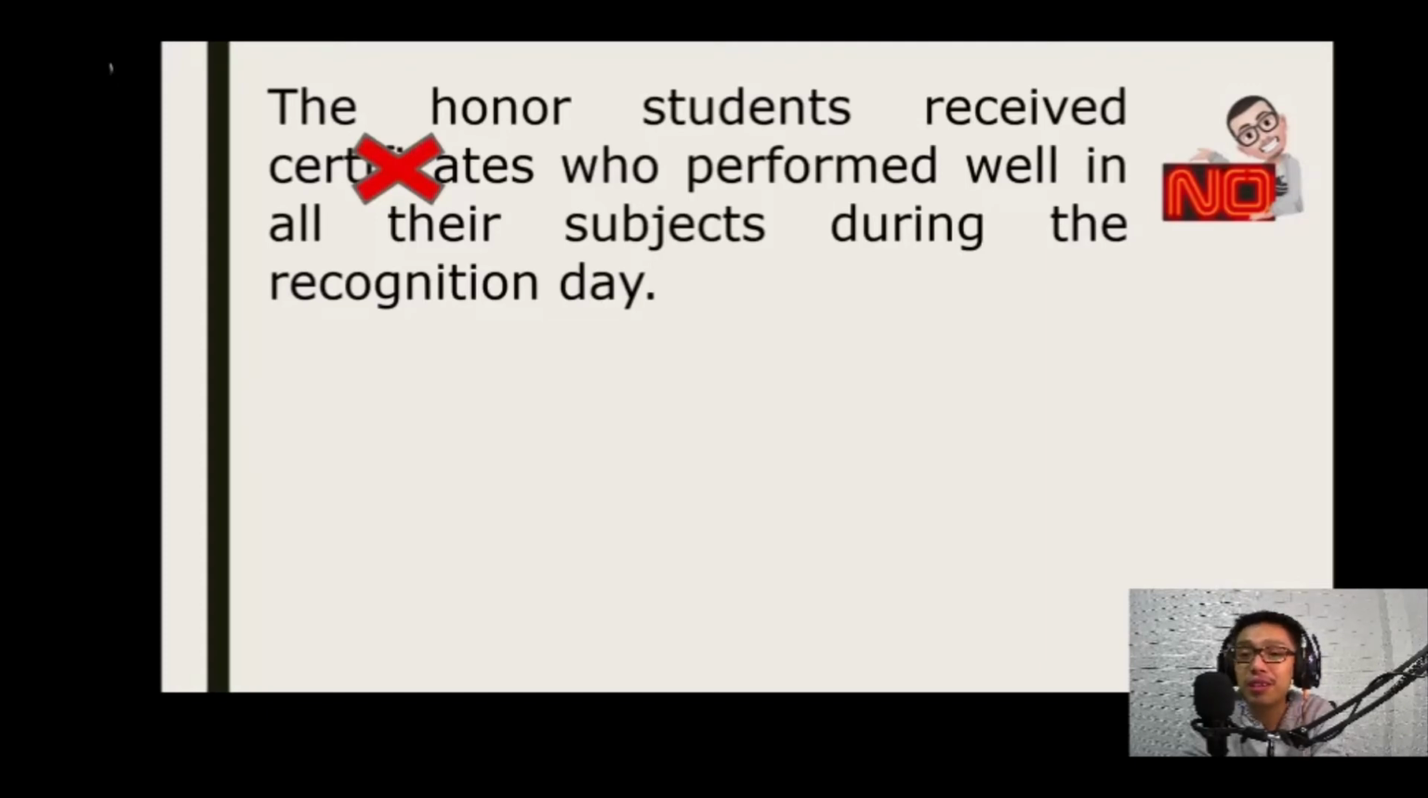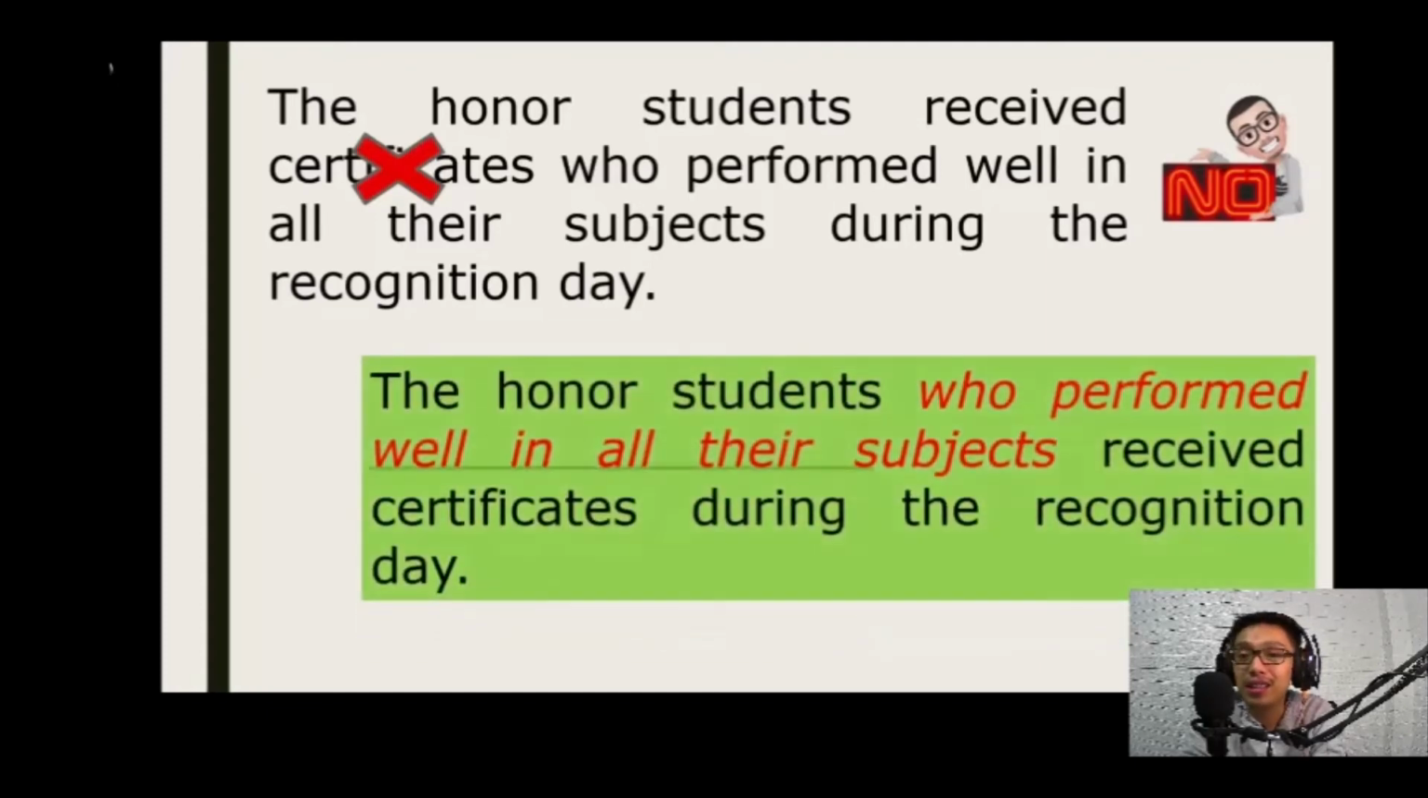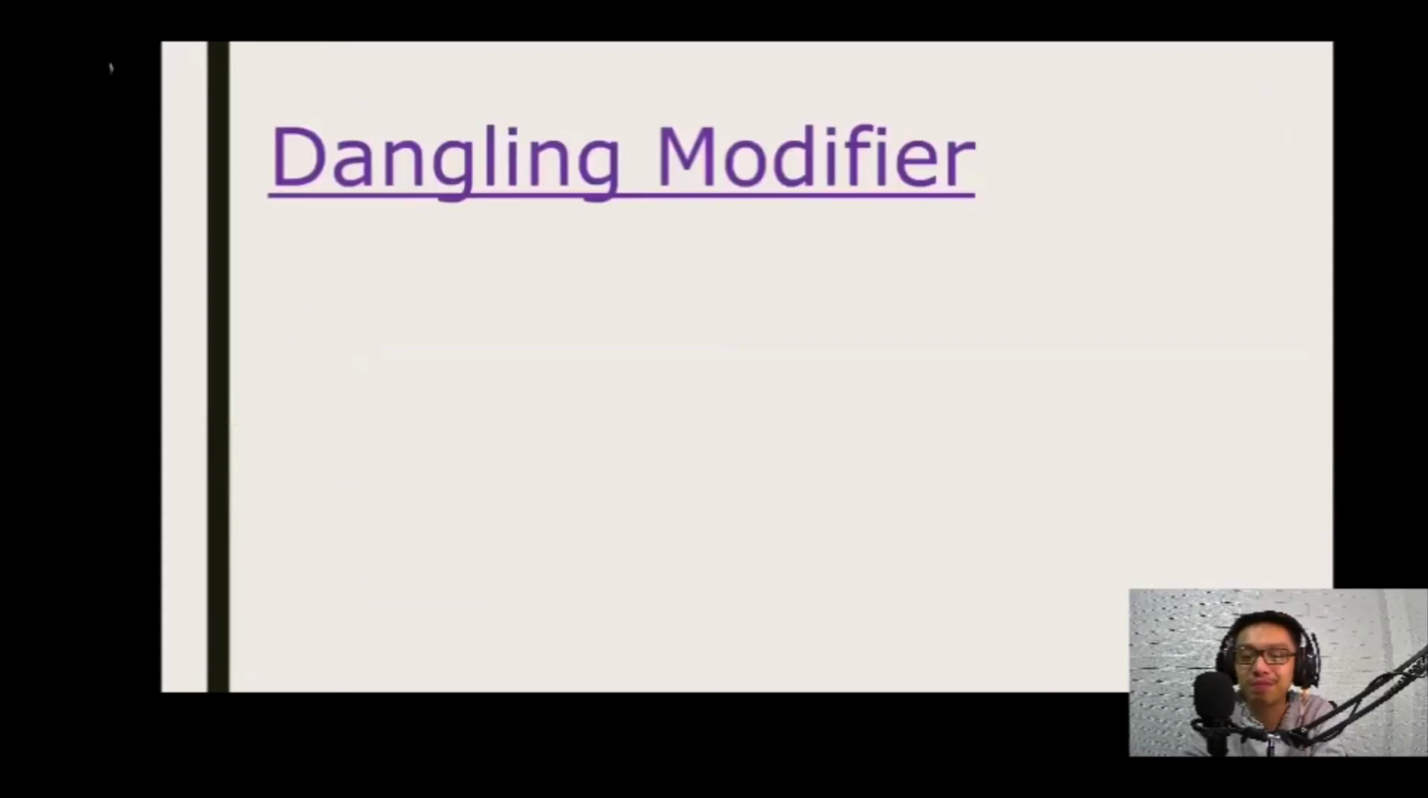So how are we going to correct the sentence? You write it this way. The honors students who performed well in all their subjects received certificates during the recognition day. In that way, the modifier who performed well in all their subjects is now close to the word that it modifies, which is the word students. Okay, I hope you got that well.